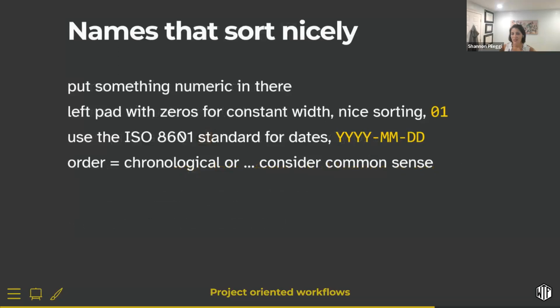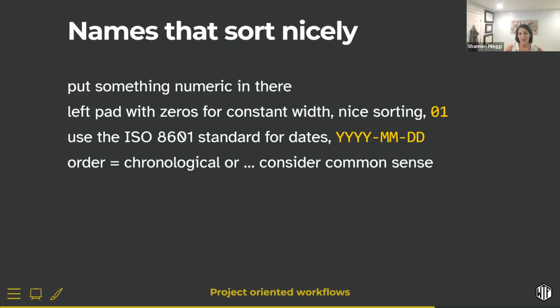And then the last aspect here is names that sort nicely. Things are going to sort nicely when you have something numeric in your file system, like maybe there's a natural ordering for your files. I would recommend left padding with zeros for constant width. So instead of writing 1, you might not anticipate you're going to make it up to file 10, but you probably will end up making it to file 10 and regret it when you have a 1 through 9 and then a 10. So you want to pad those with zeros for constant width to get things to sort nicely.